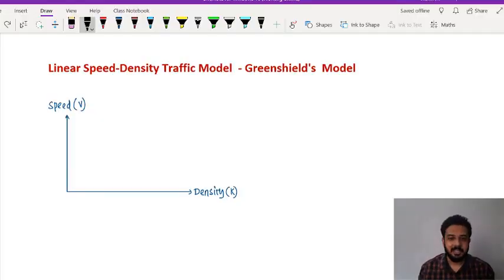Hi friends, in this video we will talk about the linear speed-density model. It is given by Greenshield, so it is also known as the Greenshield model. Sometimes we mention it as the Greenshield traffic model, or sometimes simply the Greenshield model. In the questions, if you refer to the previous GATE questions in particular, so many questions appeared from this particular topic, but it is not mentioned separately in your GATE syllabus, but they have just mentioned some fundamental relationships like that.